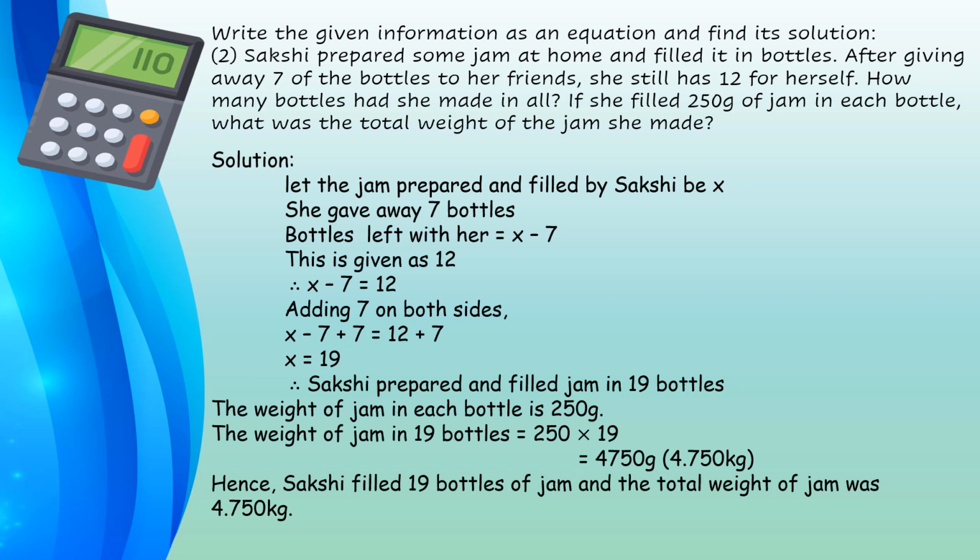So how many bottles did she make in all? It's 19 bottles. Now the second part of the question. If she filled 250 gram of jam in one bottle, how many bottles does she have? 19 bottles. So 250 into 19, the actual weight of jam that she prepared was 4,750 grams. That is 4.750 kilograms. So Sakshi filled 19 bottles of jam and the total weight of jam was 4.750 kilograms.